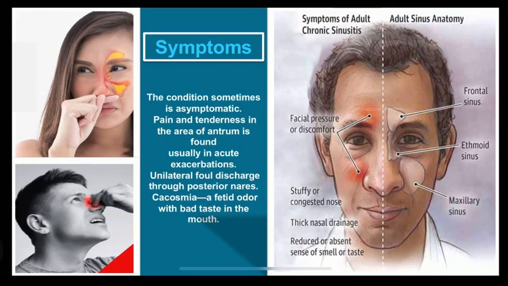The symptoms of chronic sinusitis. First, the condition is sometimes asymptomatic. Pain and tenderness in the area of the antrum are usually found in acute exacerbation. Unilateral discharge through the posterior nares. A fetid odor with a bad taste in the mouth. Also, he has pressure or pain above the eyebrow. Also, he has thick nasal drainage. Reduced or absent sense of smell or taste.